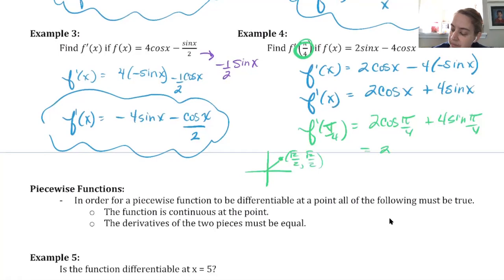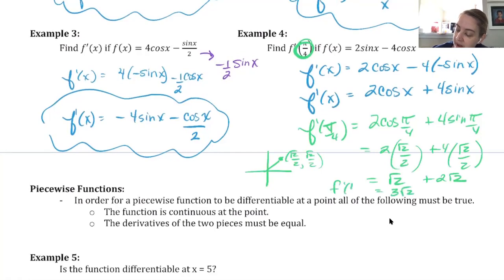So this is 2 times root 2 over 2 plus 4 times root 2 over 2. This simplifies to be root 2 plus 2 root 2. Now these we can add together. These are like terms. This is 3 root 2. F prime of pi over 4, excuse me. There you go. There's the derivative evaluated at pi over 4.